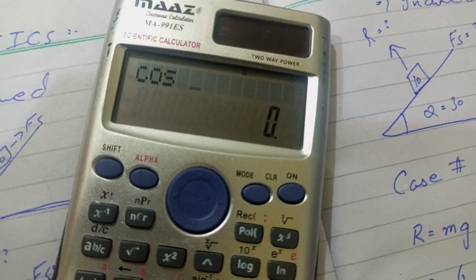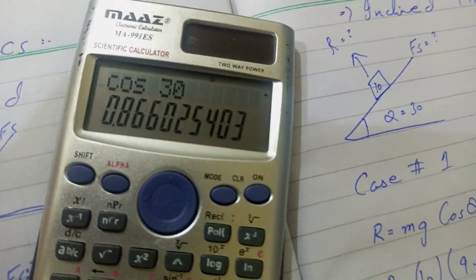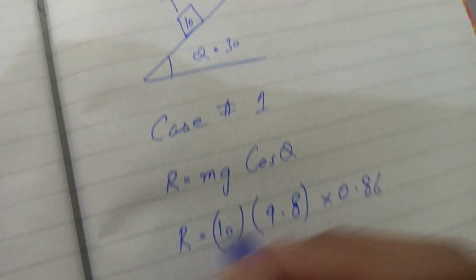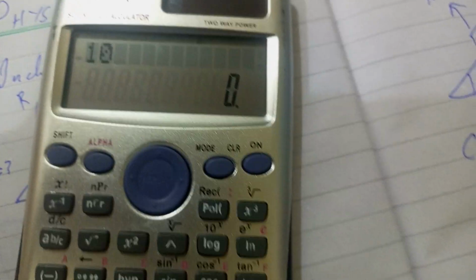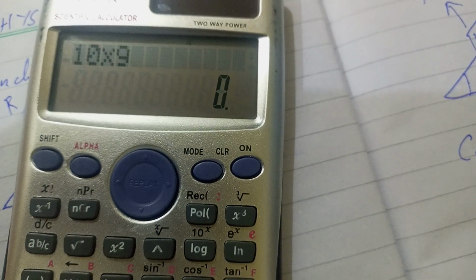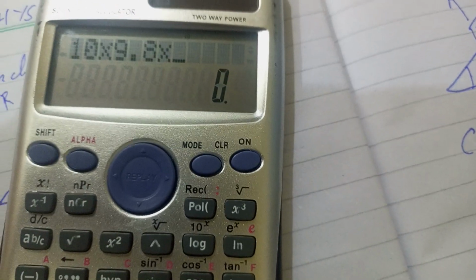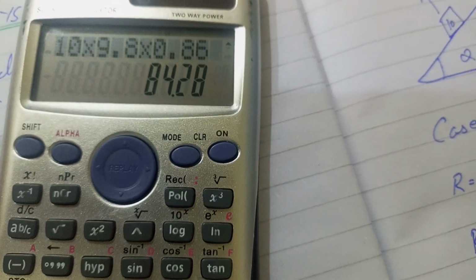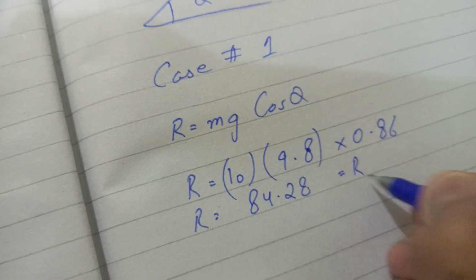Now cos theta, the angle is 30, so we'll put cos 30, which is 0.86. So firstly we'll multiply this: 10 multiplied by 9.8 multiplied by 0.86, so we'll get 84.28. So we got the normal reaction, which is 84.28.